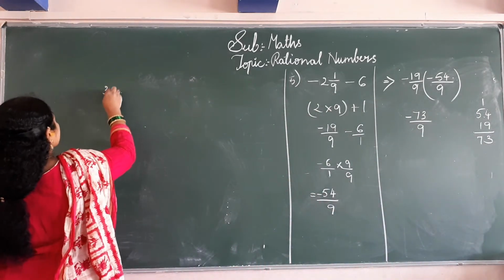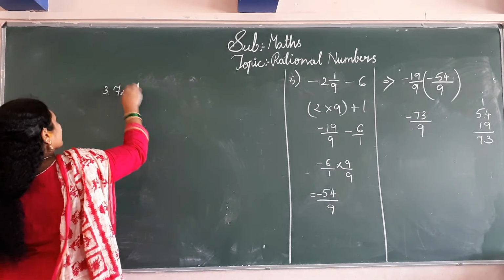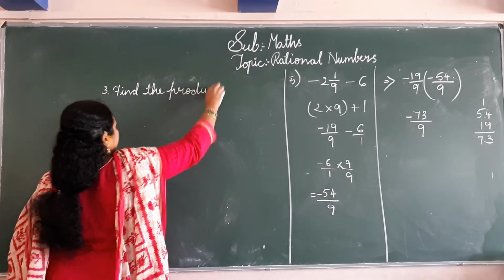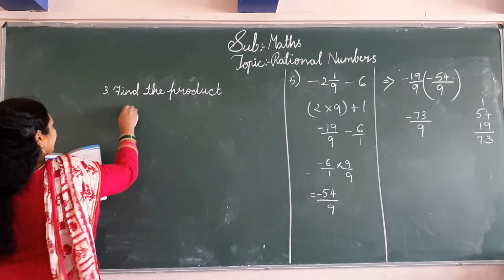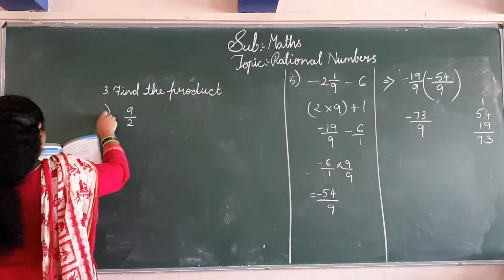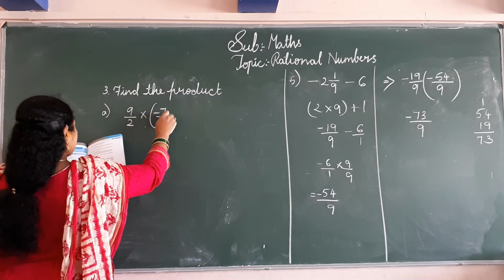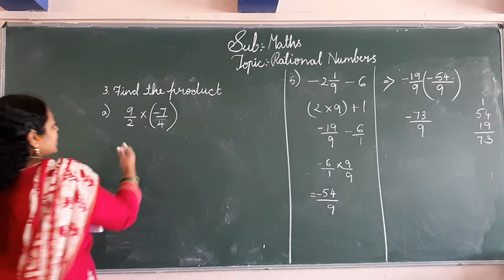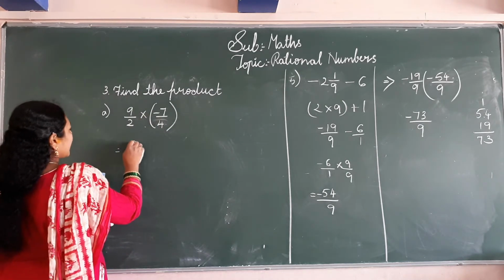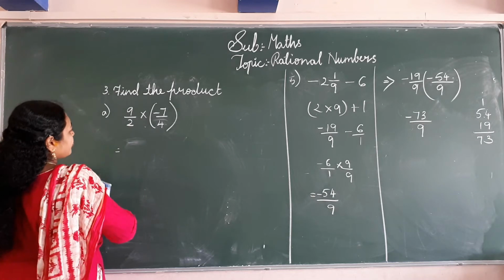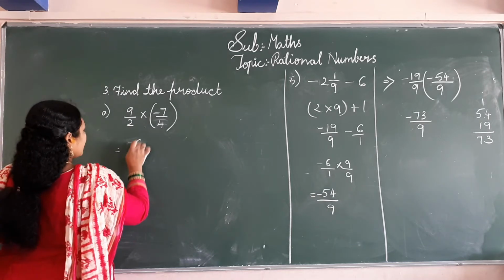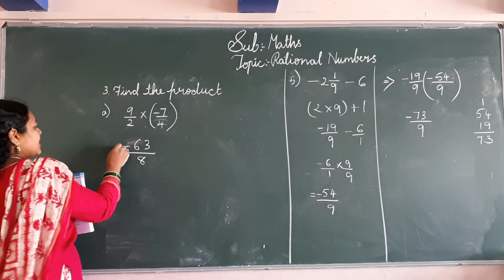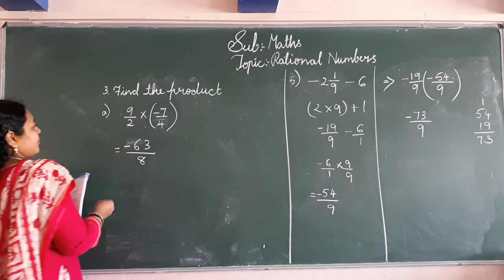So third one is, find the product, that is multiplication. It is given 9 by 2 into minus 7 by 4. Okay, so there is no direct cancelling. We can write it as 9 sevens are 63, 4 twos are 8. That is minus symbol, minus to plus minus. Okay.